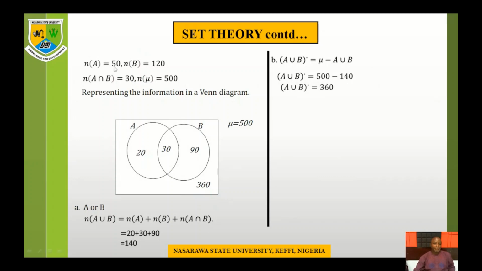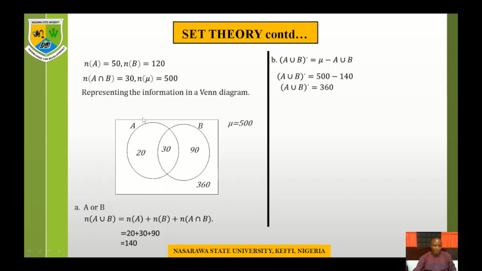So in this case, we have number of A, which is given as 50, number of B, which is given as 120, and their intersection is given as 30, and the whole of the universal set is given as 500. So representing the information in a Venn diagram, the whole of this Venn diagram is 500. Everything here is 500. So number of A intersection B is 30.